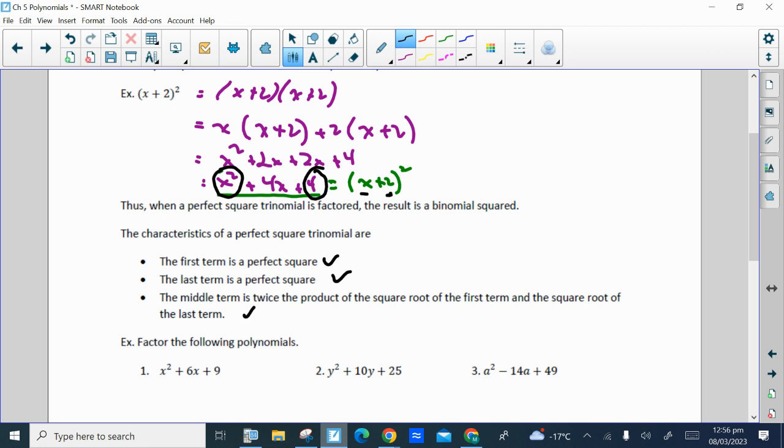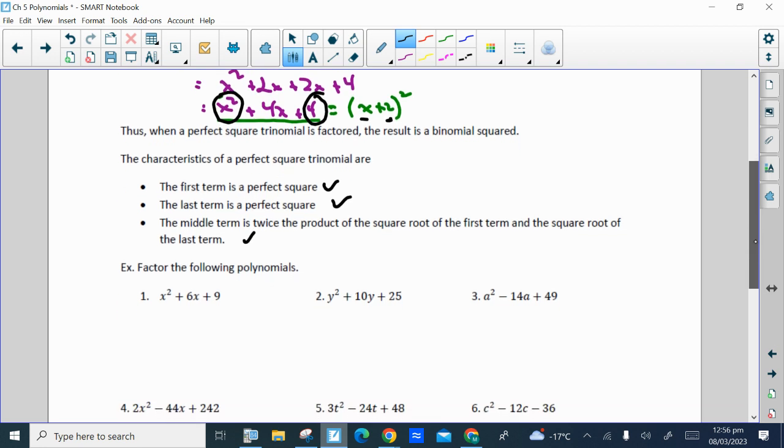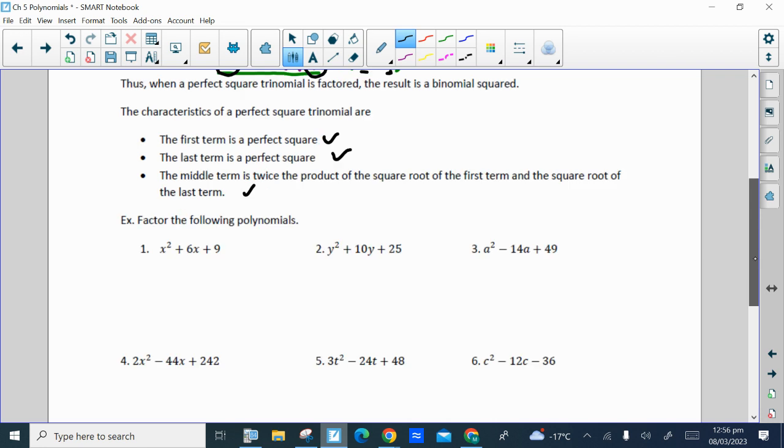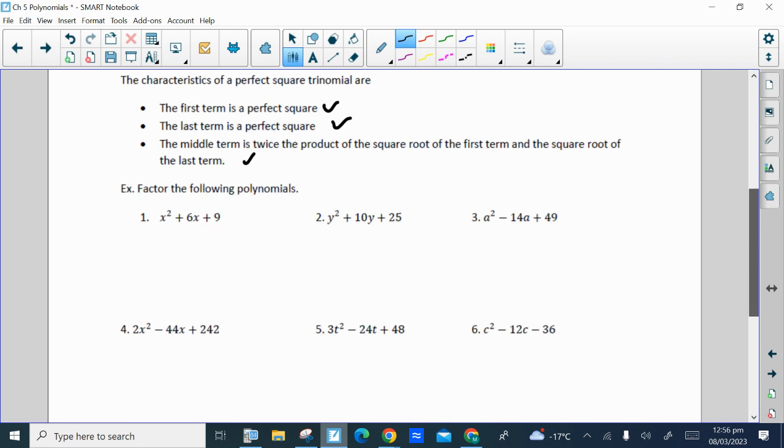Now, we factored trinomials before using inspection, right? By finding two numbers that multiply to get the last number, add to get the middle number. And that'll work for these as well. But recognizing a perfect square trinomial can be quite helpful when you get really, really big ones to factor. When you get really, really big numbers that you need to factor, really big numbers in trinomials, usually it means it's a perfect square trinomial.